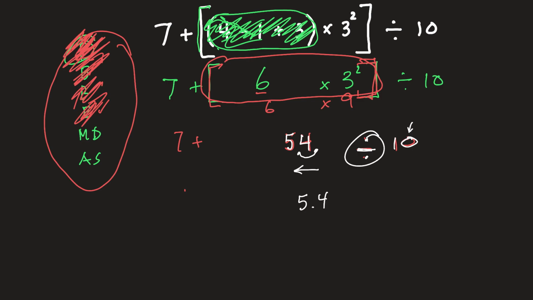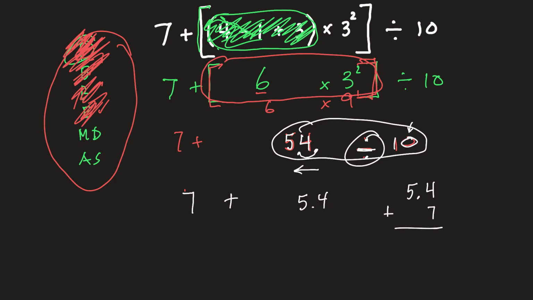So we've done our division, 54 divided by 10. We got 5.4. But we have a 7 over here, don't we? Plus. Now we have to add 7 and 5.4. Let's see. 5.4 plus 7. Is this right? Do I have it right? No, I do not. How do I know what to do when I'm adding? I got a whole number and a decimal. Oh boy, this is confusing.